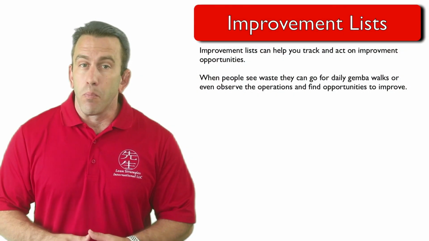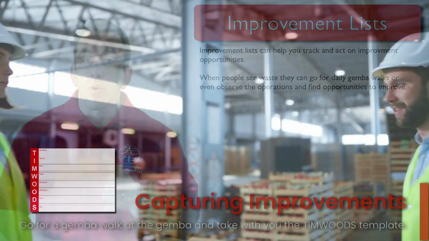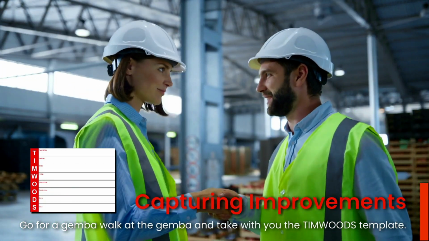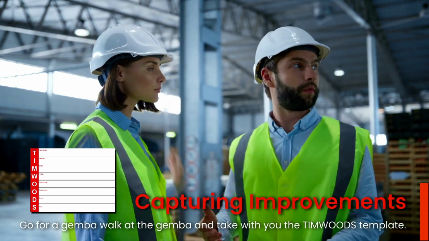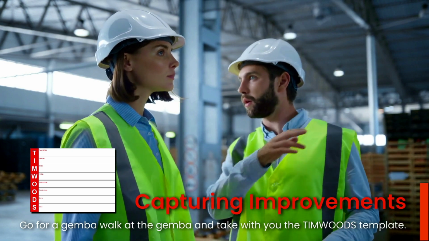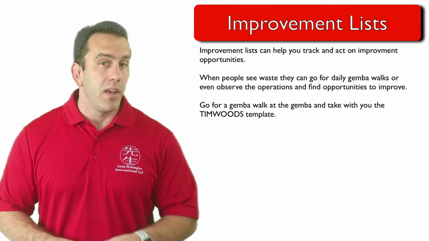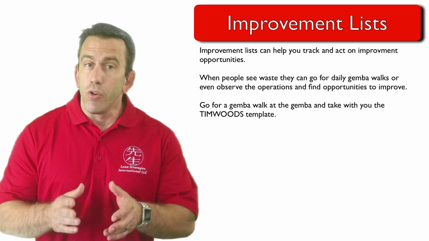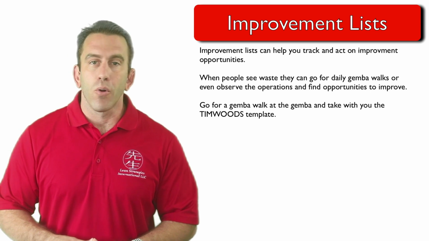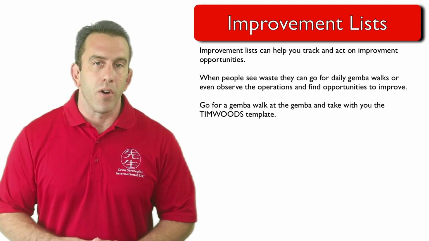Keeping track of these improvement opportunities is a whole other story. One great way to capture improvement opportunities is to go for a Gemba walk at the Gemba and take with you the Tim Woods template. As you walk the factory, you can document the forms of waste that you see and then include possible improvements too. If you do this daily, you will gather quite a few opportunities that can drive your improvement journey.